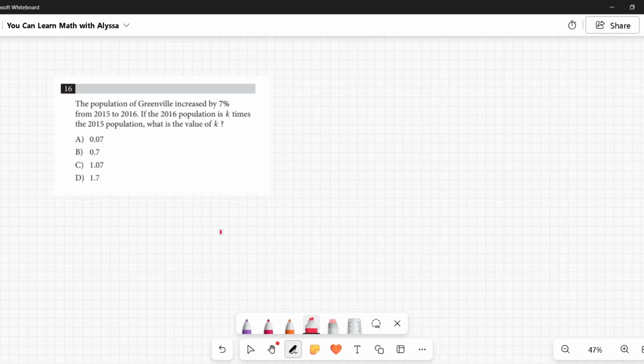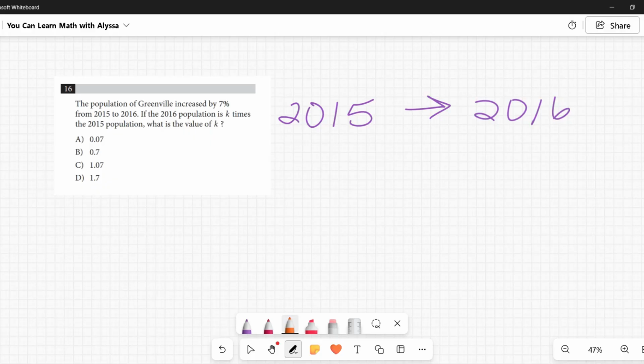Number 16, the population of Greenville increased by 7% from 2015 to 2016. If the 2016 population is K times the 2015 population, what is the value of K? All right, so from 2015 to 2016, it went up, it increased by 7%. The number is 7% greater.